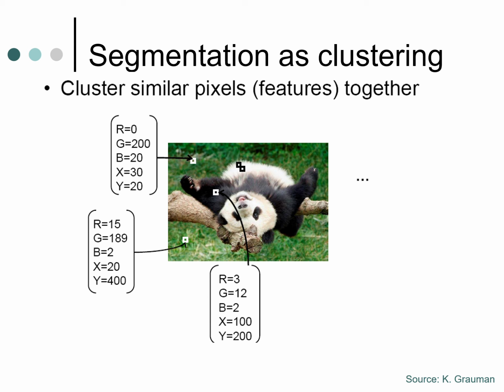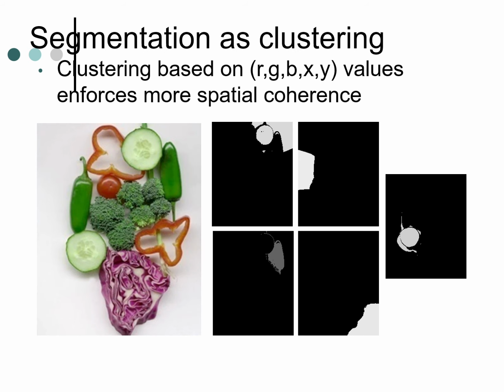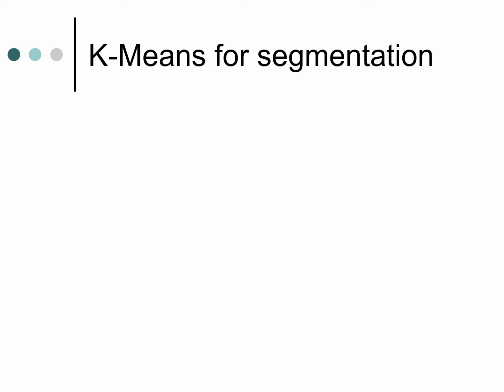Clustering similar pixels and features. Here we have added x and y coordinates. So based on the RGB and XY values, we are enforcing more spatial coherence. For these vegetables in the color images, we have got this.